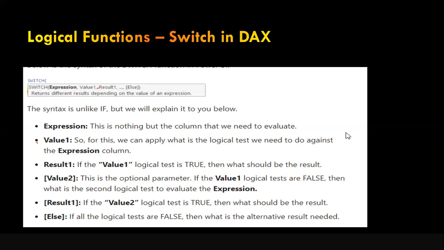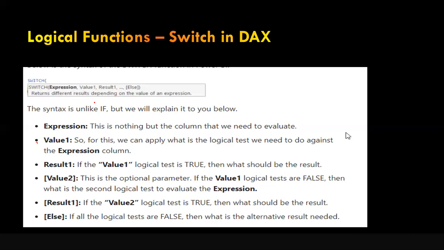The first argument is expression, value one, result one, else. This is how you can use it. SWITCH is very handy if you want to test more than one condition. Nested IF conditions, if you want to test them, right? In that kind of situation, this is very helpful.